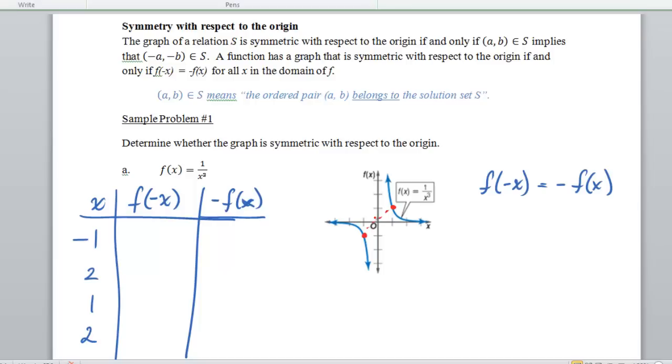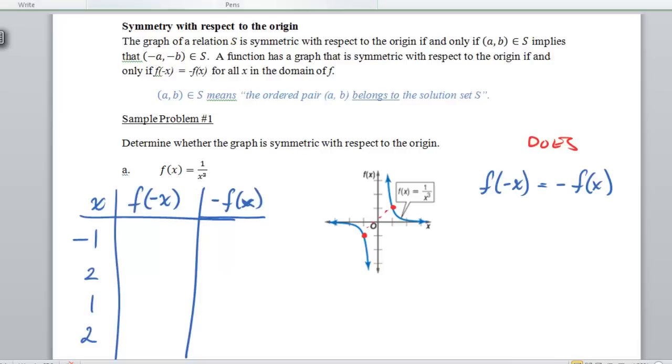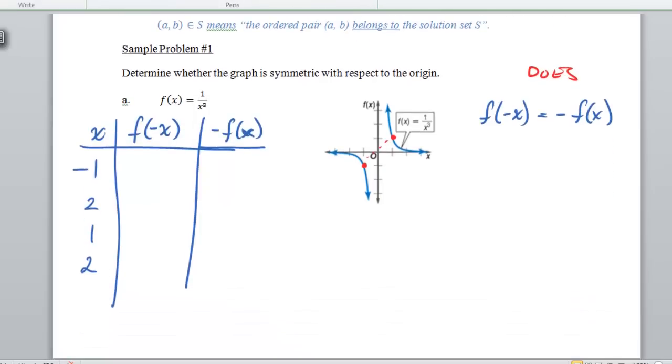And so if we can prove that f of negative x equals negative f of x, so if we can just simply figure this out, does this actually exist? Once we can show this, then we know that it's symmetric across the origin.